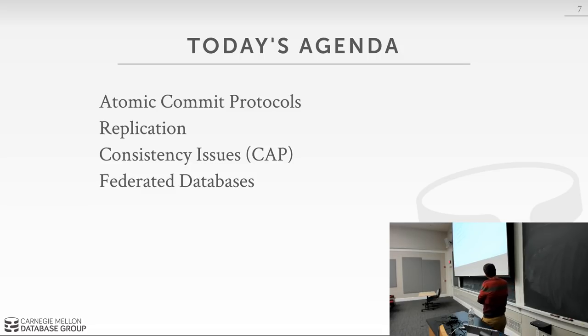We're going to focus on atomic commit protocols. Again, that's the method we use to get everyone to agree that it's okay to commit a transaction or we need to roll back. Then we'll talk about replicated environments, which is how we make copies of the pieces of data on different machines or different nodes. And then we'll talk about consistency issues with the CAP theorem. And then we'll finish off talking about federated databases.